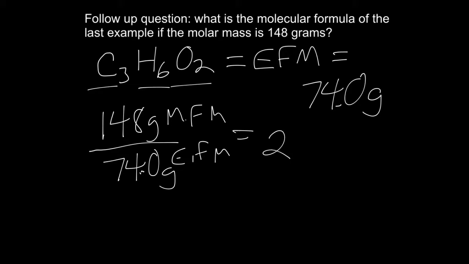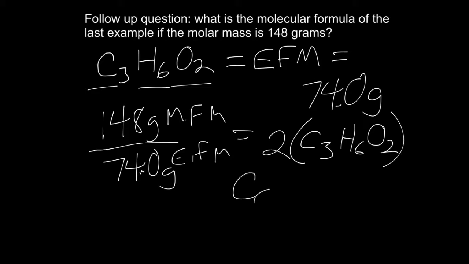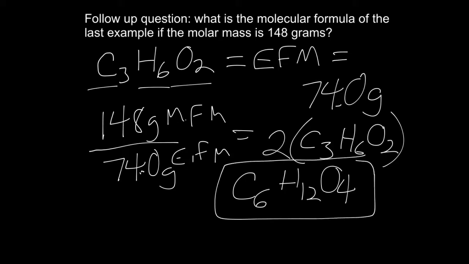Well, I then take that factor and I multiply the empirical formula by that factor. And so we end up with C6H12O4, and that would be the molecular formula of the substance that we're concerned with. So that would be the answer to a follow-up question like that. Usually on a test, though, I just ask it as one big question.